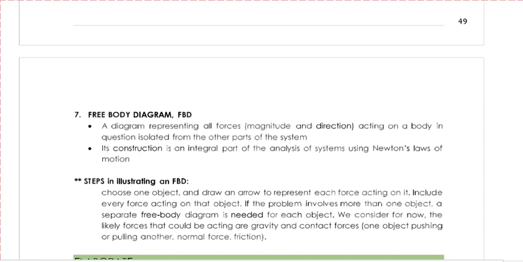This is a simple introduction of the concept we will be discussing on Newton's laws of motion. So we are going to present this one para mas maintindihan through examples in the next discussion video.